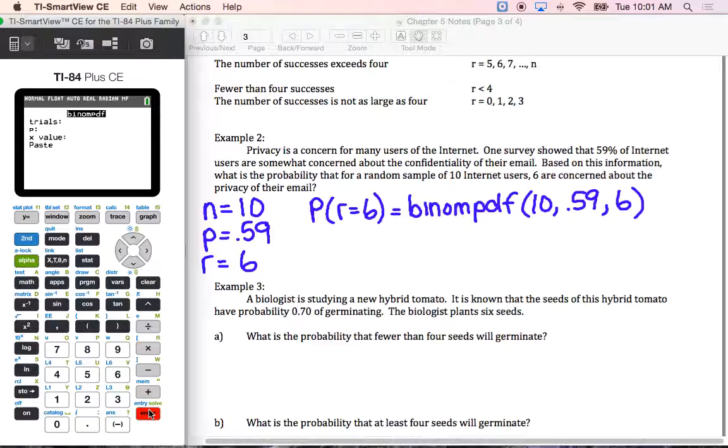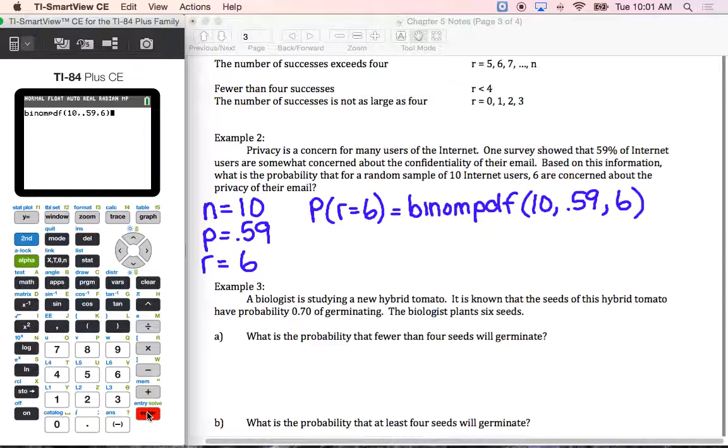Now some of your calculators pop up like this where they'll actually lead you through it. Those of you, if you have an 83, it's going to be written all in a single line. So you're going to have to do 10, 0.59, 6 parentheses. You'll see how it looks once I type everything in. Those of us with the 84s, you'll type in your 10 for your trials. Your P is going to be 0.59. Your X value is 6. Same thing as your R.